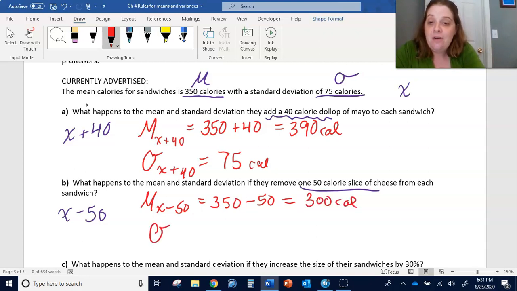Standard deviation, however, is not affected by these little additions and subtractions. Those are just little scooches. Okay, so that's going to stay 75.